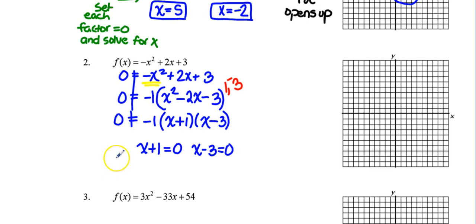Now that we've set each factor equal to 0, let's solve. How am I going to solve x plus 1 equals 0? Well, I see x plus 1, the inverse of adding is subtracting, so we can subtract 1 from each side. And we will get x equals negative 1. x minus 3 equals 0. If you're okay in your head saying, I can just say plus 3 in my brain and get x equals 3, that's fine. If it helps us to see it, definitely show yourself the step. Adding 3 to both sides, we will get x equals 3.